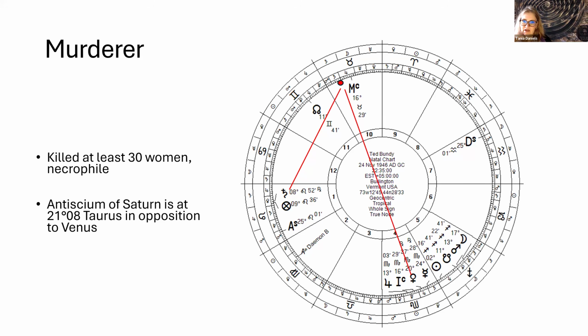Anyway, the Antiscia of Saturn is very close to the MC, so it might even be conjunct. We don't know exactly the minutes, but forget about that. We have the Antiscia at more or less 21 degrees of Taurus. Now look where Venus is. Venus is in opposition, pretty much straight opposition in Scorpio in the fourth house.